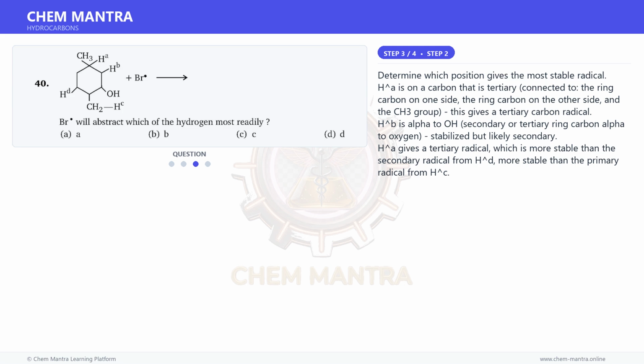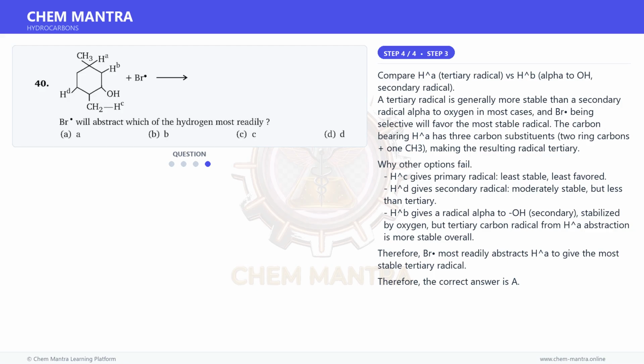HB is alpha to OH, a secondary ring carbon alpha to oxygen, stabilized but still secondary. HA gives a tertiary radical, which is more stable than the secondary radical from HD, and more stable than the primary radical from HC. And for the final step, compare HA, tertiary radical, versus HB, alpha to OH, secondary radical. A tertiary radical is generally more stable than a secondary radical alpha to oxygen in most cases, and Br being selective will favor the most stable radical.